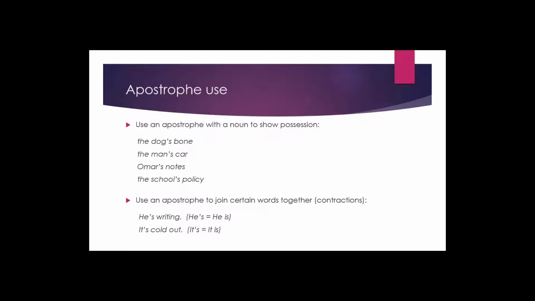We also use apostrophes to join certain words together, and these are called contractions. For example, he's writing, he's. We use the apostrophe to show that we're cutting out one of the letters. So he's represents he is, and it's represents two words that are put together. It is.